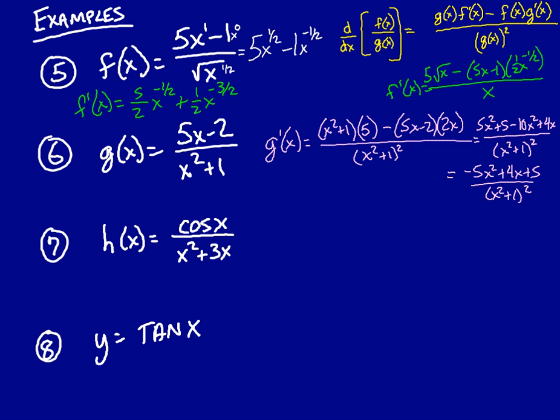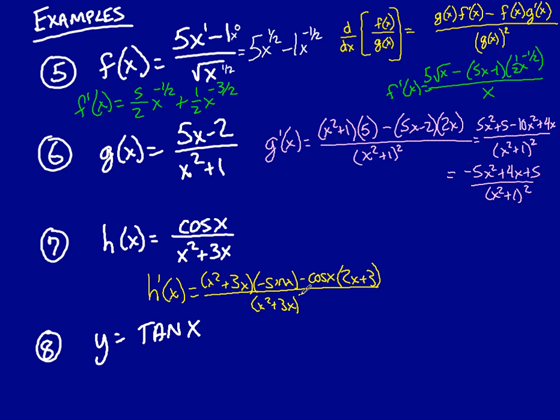All right, this next one, for h prime of x, it's going to be low d high. There's your low. Derivative of the top is negative sine of x, minus high d low. So the high is cosine x. The bottom is d low, that is 2x plus 3, all over low squared. So x squared plus 3x, that whole thing squared.